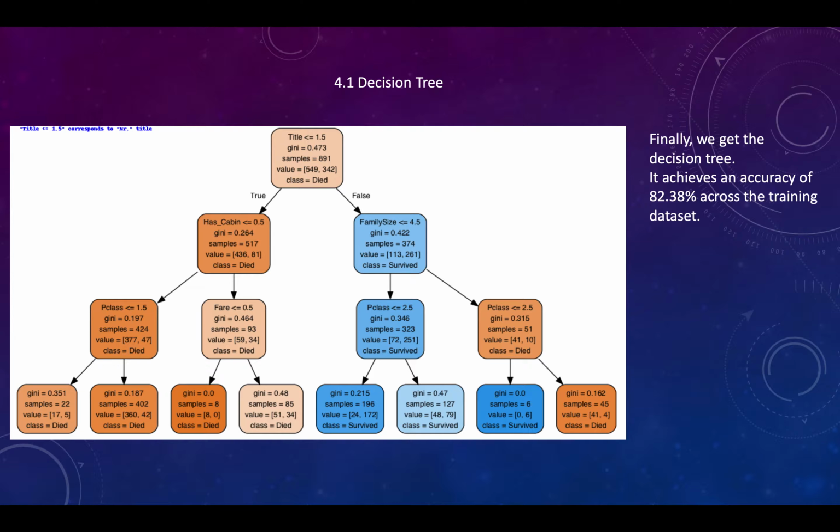And then the fourth line is called value. The left side of value is the count of the not survived people, the count of dead people, and the right side of the value is the count of survived people. And finally, the class corresponds to whether this belongs to the dead class, the not survived class, or the survived class. So we use the model to predict data, and it achieved an accuracy of 82.38%, which is pretty good.